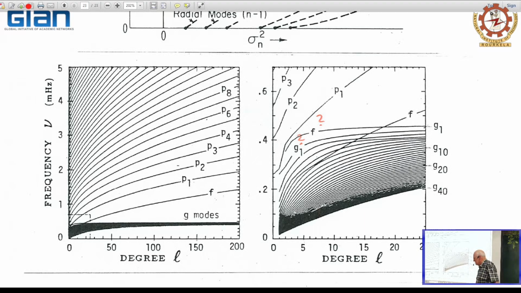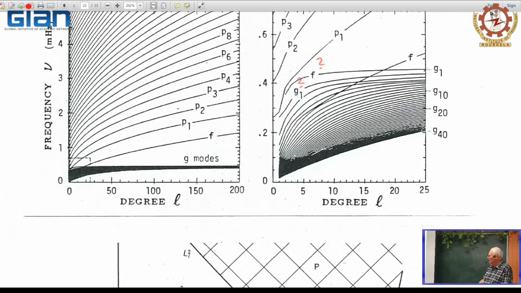This is a result of the determination of the spectrum for a solar model.